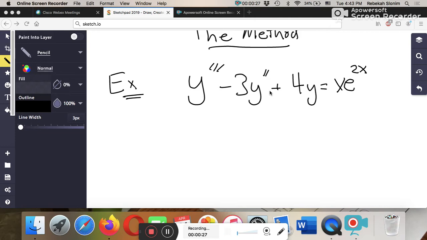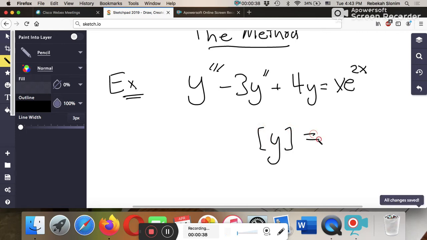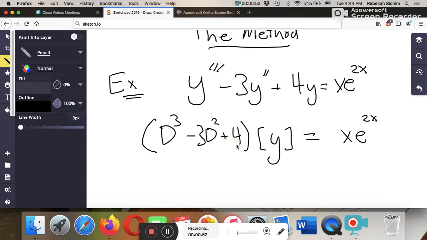I want to think about this in terms of a differential operator. I'm taking some differential operator and applying it to y, and I'm getting the function x e to the 2x. And what is that differential operator? It's going to be D cubed minus 3D squared plus 4. Thinking back to the previous video, I'm taking the third derivative, then I subtract 3 times the second derivative, and then I multiply 4 by the function and add them all together.